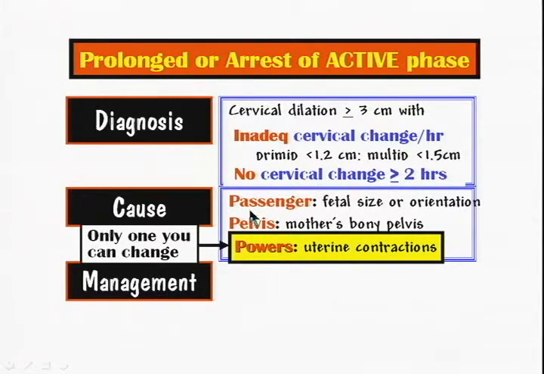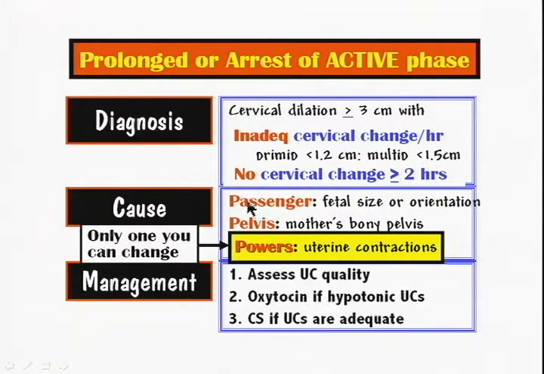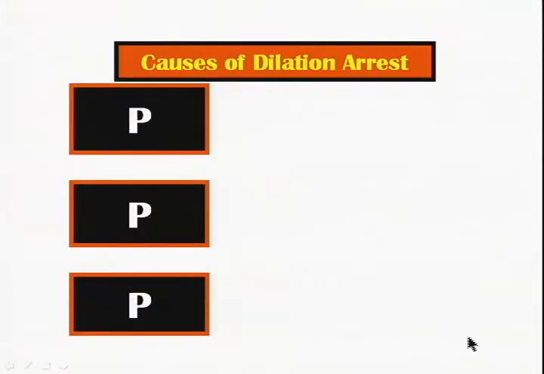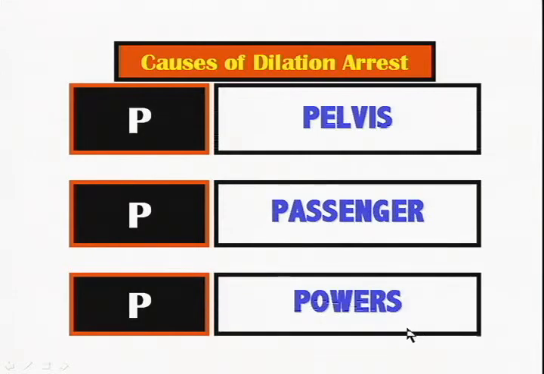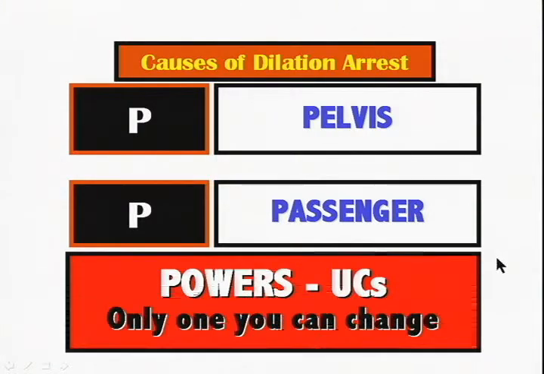How do you change the uterine contractions? IV oxytocin. So what we're going to do is to assess the quality of the contractions. They should be every 3 minutes. They should be lasting 45 to 60 seconds, and they should be 50 millimeters of mercury in intensity. Feel your forehead. You cannot indent it. Give oxytocin if the contractions are hypotonic. If she's already having adequate contractions, there's no point giving oxytocin. Then you do a cesarean. So remember, the 3 Ps are the pelvis, the passenger, and the powers, and the only one that you can change is the powers. Oxytocin.